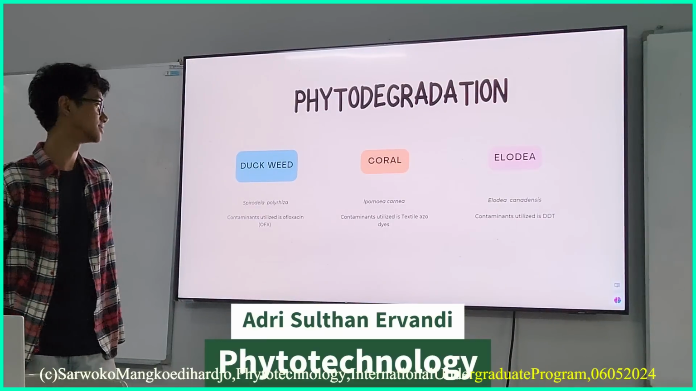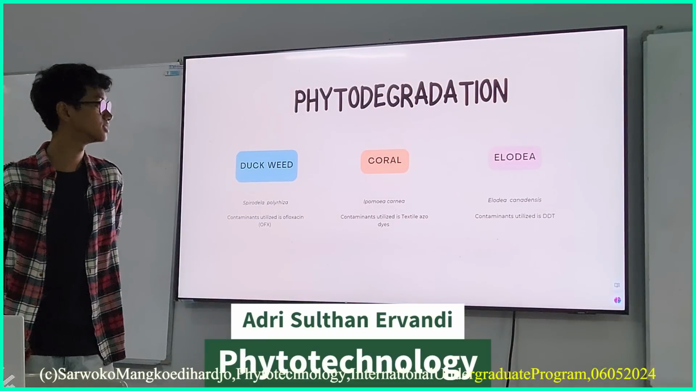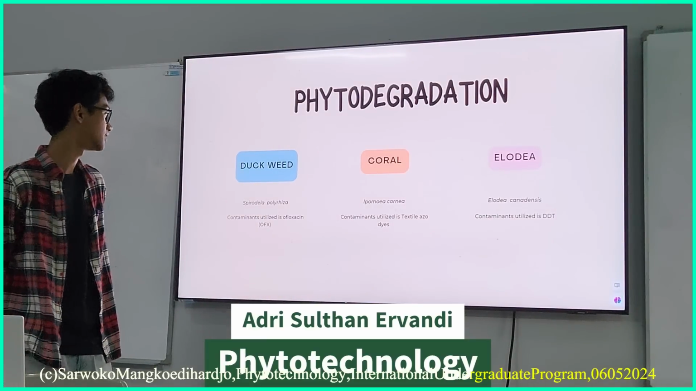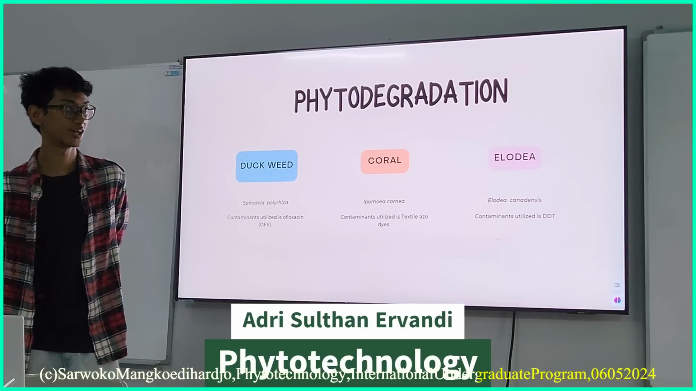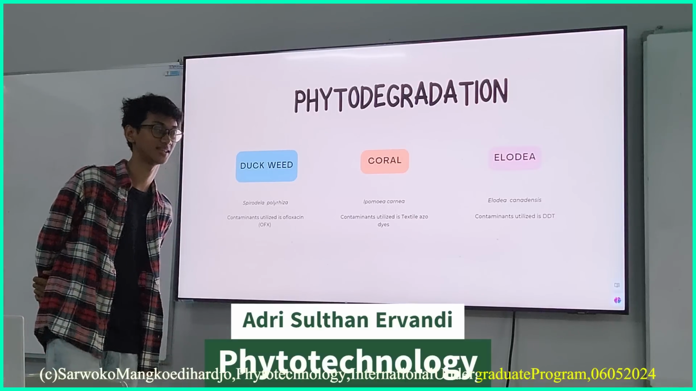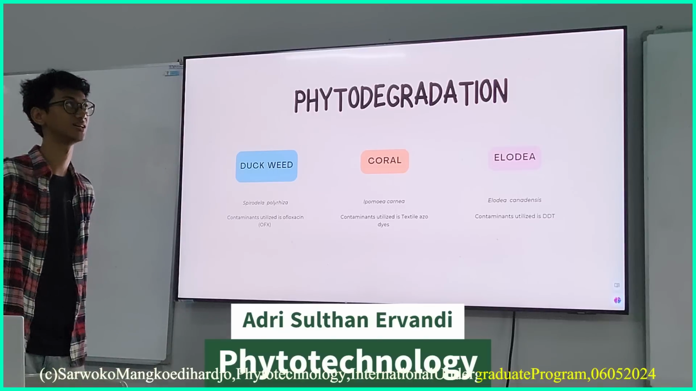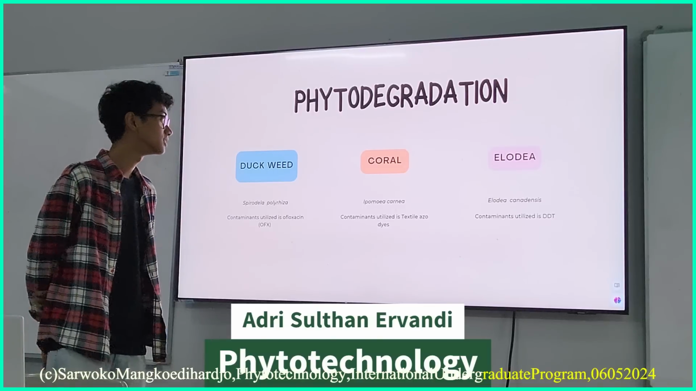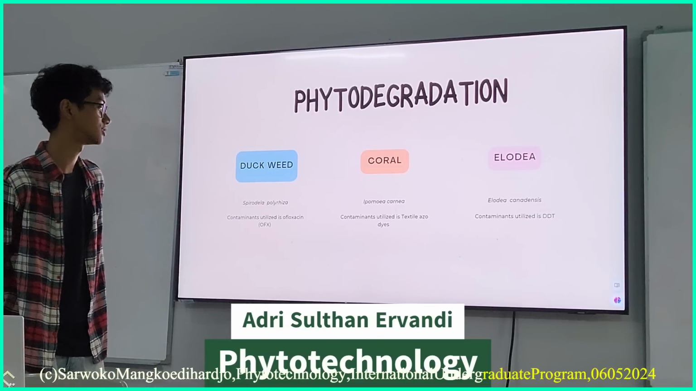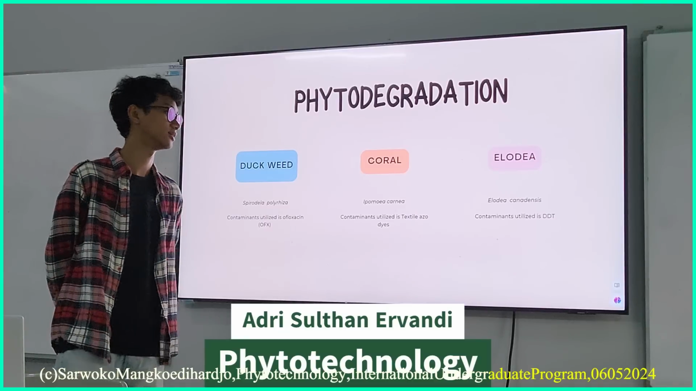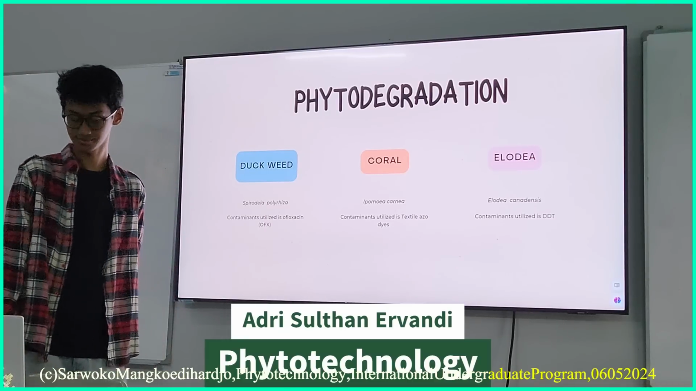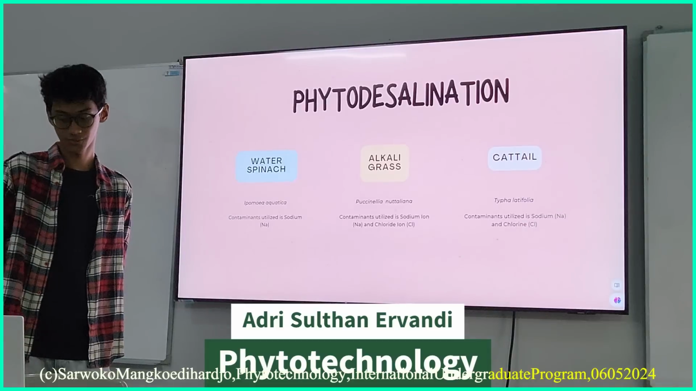Next is phytodegradation, which uses duckweed, coral, and elodea. Duckweed utilizes ofloxacin, which when I searched it up, is an antibiotic material. We also have coral, which utilizes textiles and soda dyes, and elodea, which uses DDT.